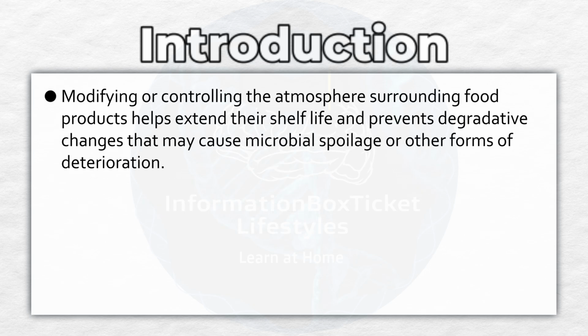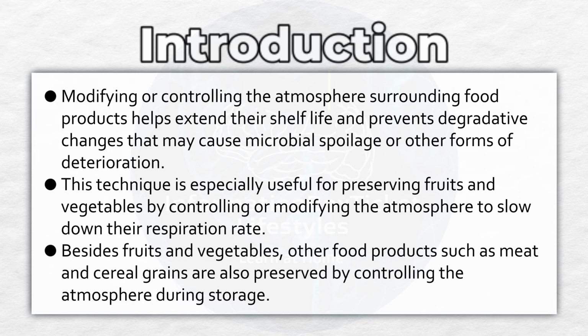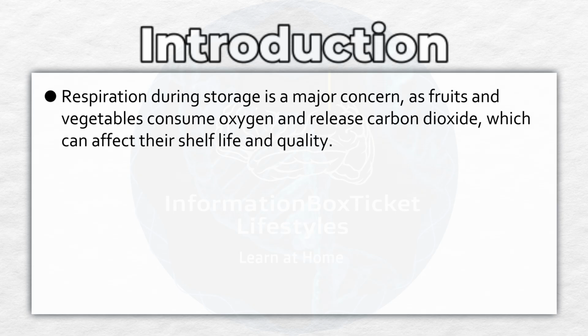Modifying or controlling the atmosphere surrounding food products helps extend their shelf life and prevents degradative changes that may cause microbial spoilage or other forms of deterioration. This technique is especially useful for preserving fruits and vegetables by controlling or modifying the atmosphere to slow down their respiration rate. Besides fruits and vegetables, other food products such as meat and cereal grains are also preserved by controlling the atmosphere during storage. Respiration during storage is a major concern, as fruits and vegetables consume oxygen and release carbon dioxide, which can affect their shelf life and quality.